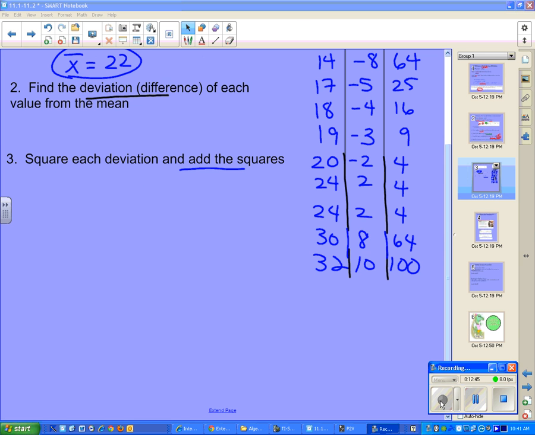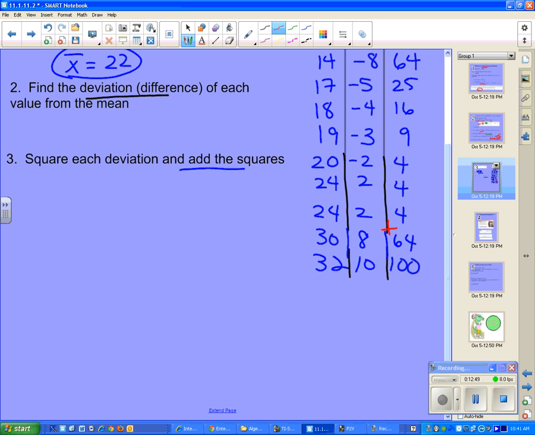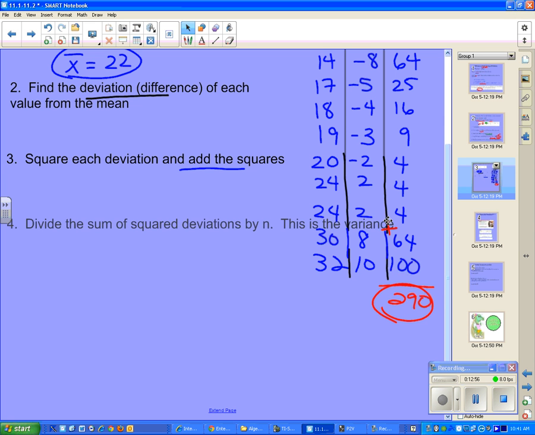Did you guys get 290? Does that sound right? Yes. Added all those up, we get 290. So we have that sum. Okay, so now we're going to take that sum and we're going to divide by n. So 290 divided by how many data points we have.